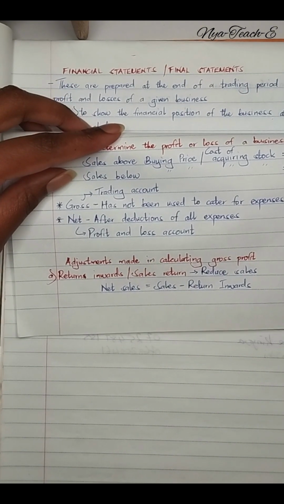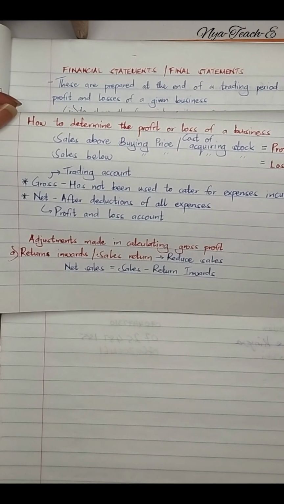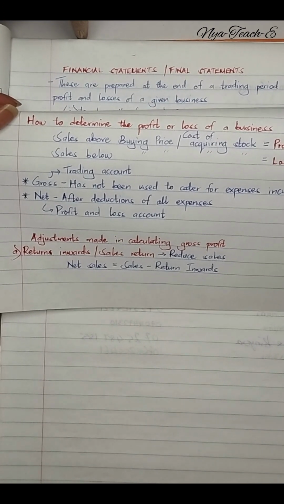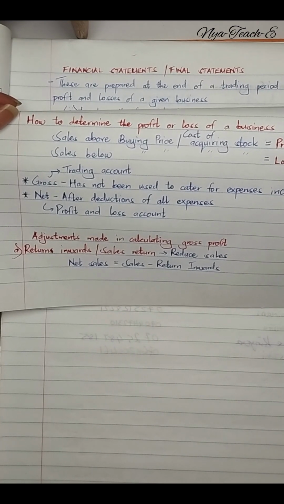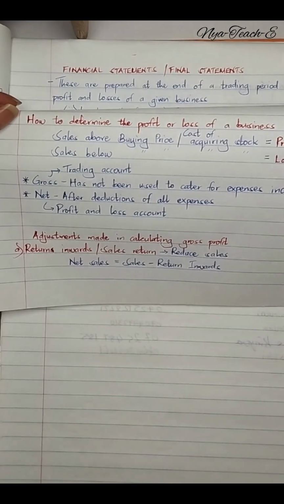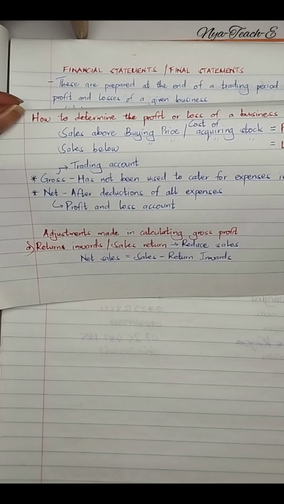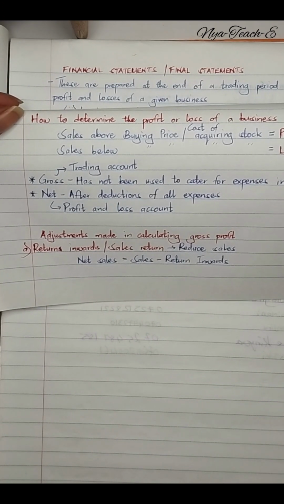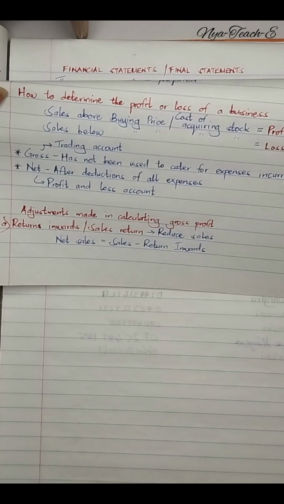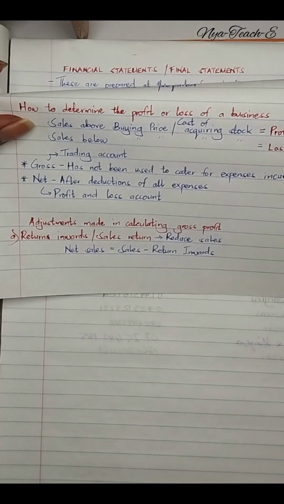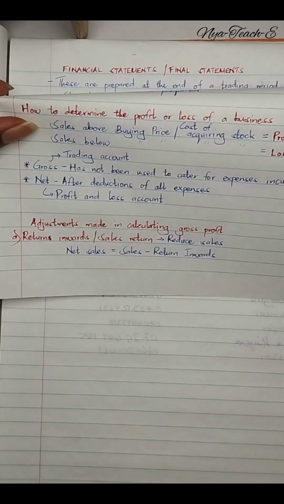What is gross profit? This is profit realized before taking care of expenses or deducting expenses that were incurred while selling stock. What is net profit? Net profit is realized after deductions have been made of all expenses. There are adjustments that you make when you're calculating gross profit, and we'll look at some of them below.